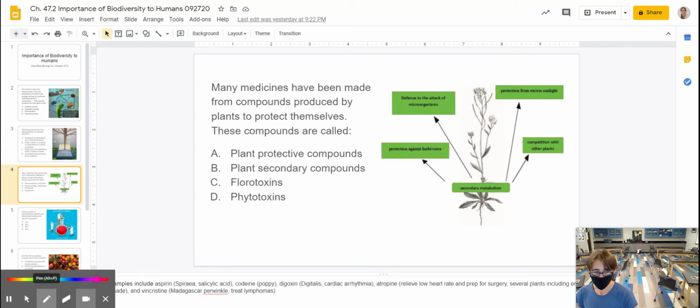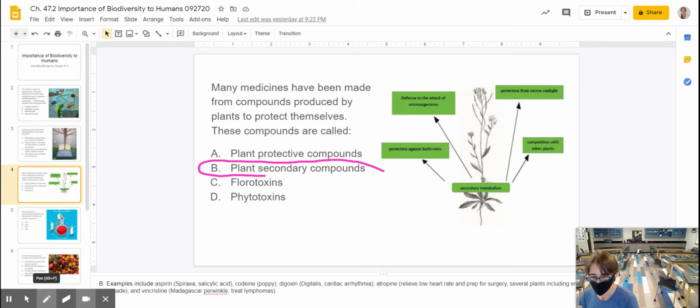Okay, the answer is plant secondary compounds. I think, don't quote me on this, that they're called this because the functions these compounds serve are of secondary importance to the plant, meaning they're not compounds that they need for photosynthesis, which would be such a critical function that we would consider it a primary function. Secondary compounds aren't involved in those processes, but they serve other purposes.